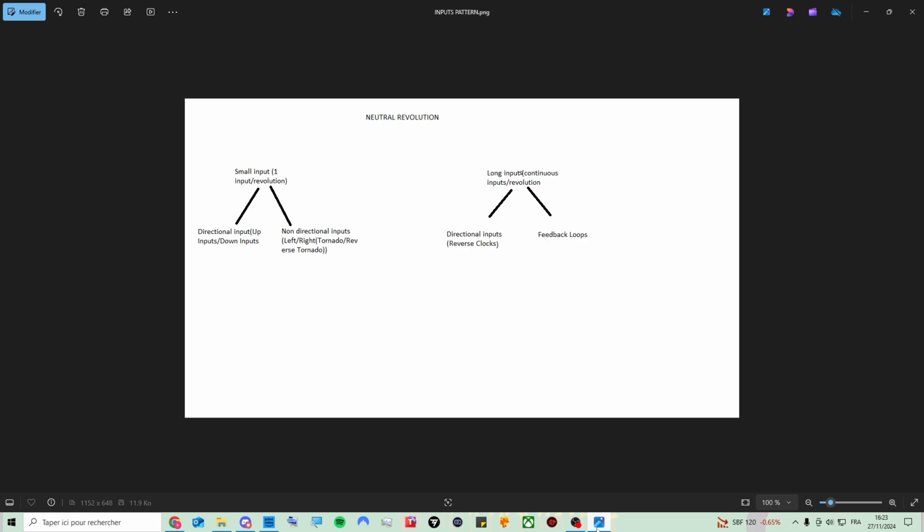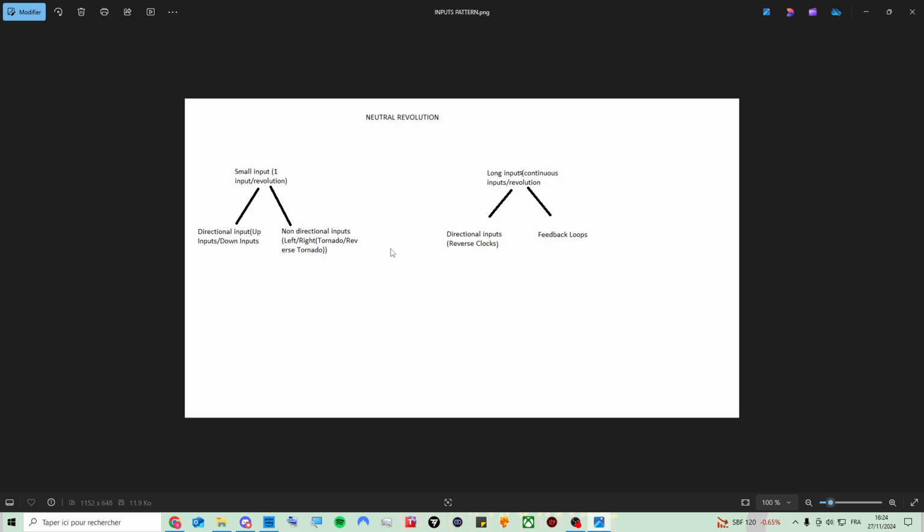on stream. Some people were asking me about the difference of inputs in terms of categories, and I did this little image right there. So let me explain it to you.